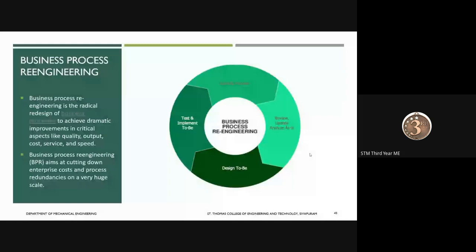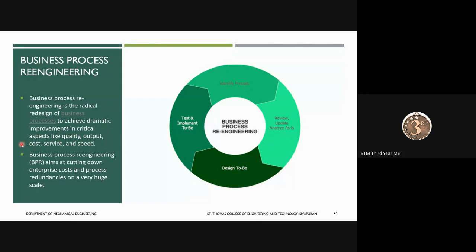Under business process re-engineering, we are re-engineering or redesigning. So you can look at the definition that is given here. Business process re-engineering is the radical redesign of business processes. So we are redesigning the business processes. What is the aim for redesigning it? To achieve dramatic improvements in critical aspects like quality, output, cost, service, and speed. So these are the aspects in which business process re-engineering happens.